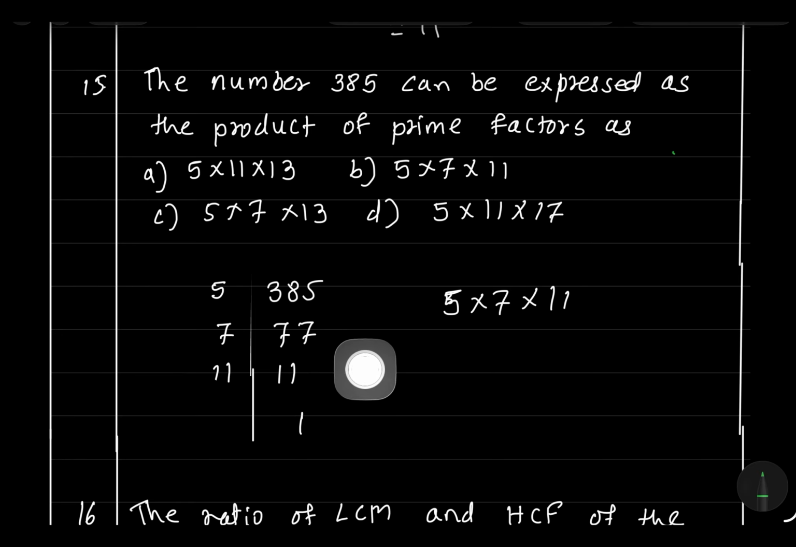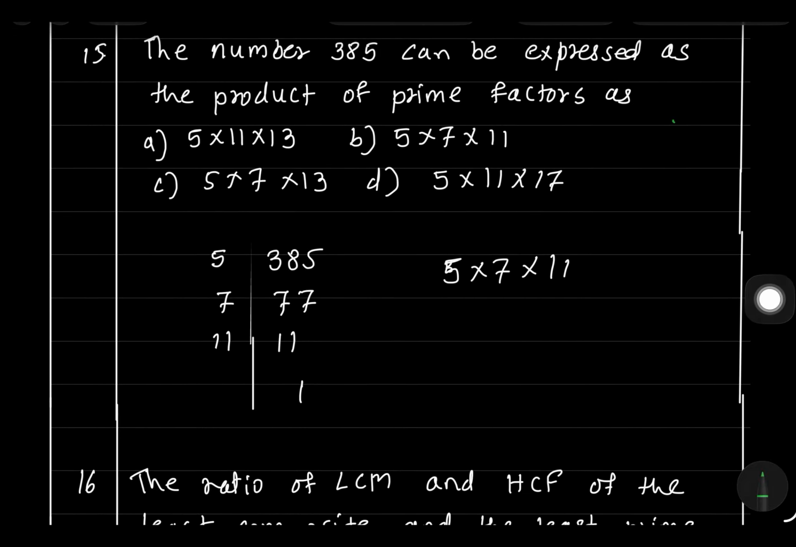So dividing 385 by 5: 5 sevens are 35, 38 minus 35 is 3, again 5 sevens are 35, so we get 77. And you know that 77 is divisible by 7 and 11. Then it is 5 into 7 into 11. So very simple. Where is that answer? 5 into 7 into 11, so your option is B.